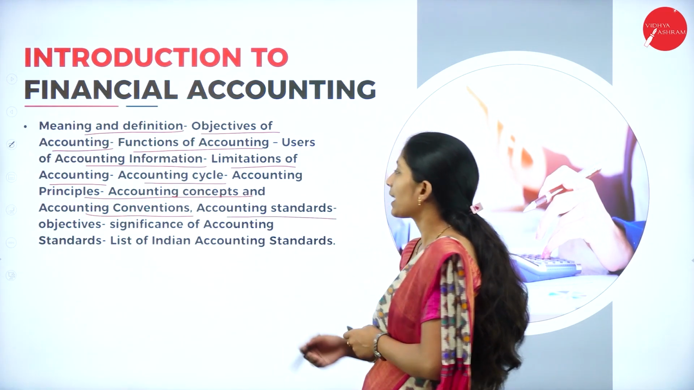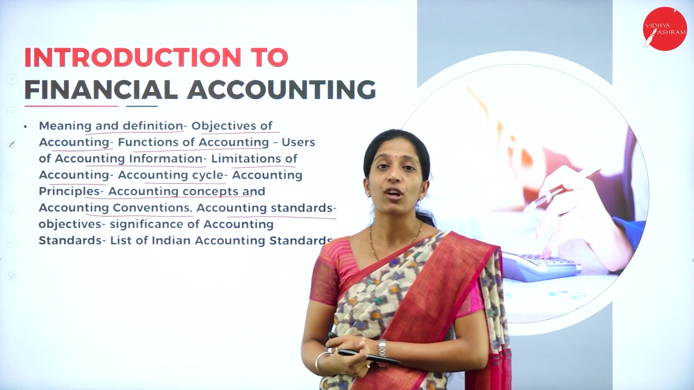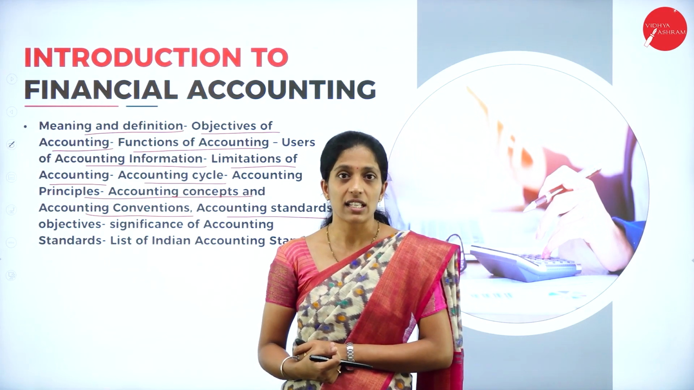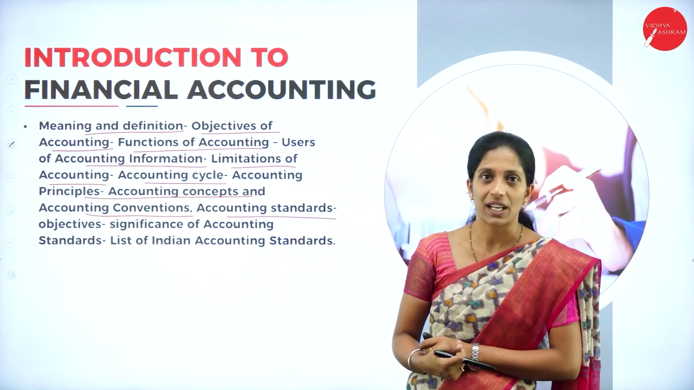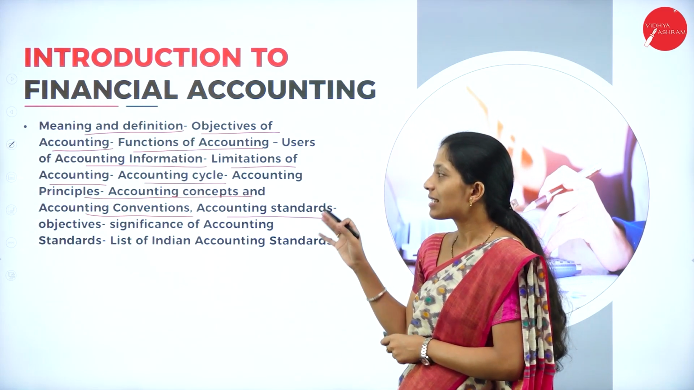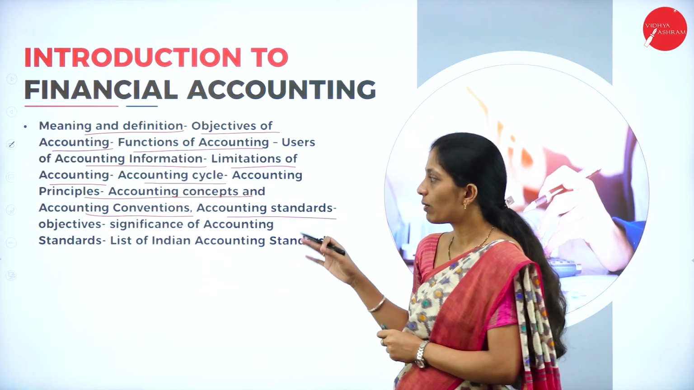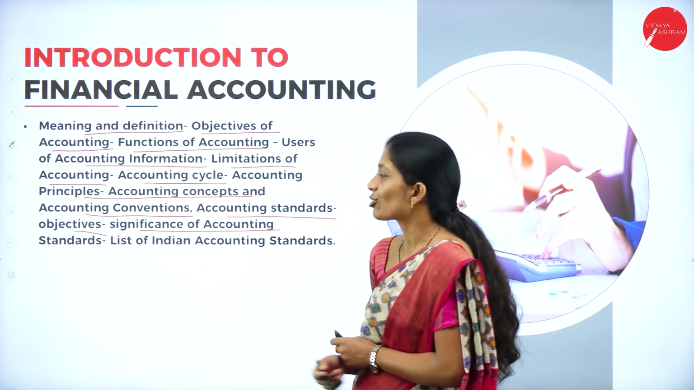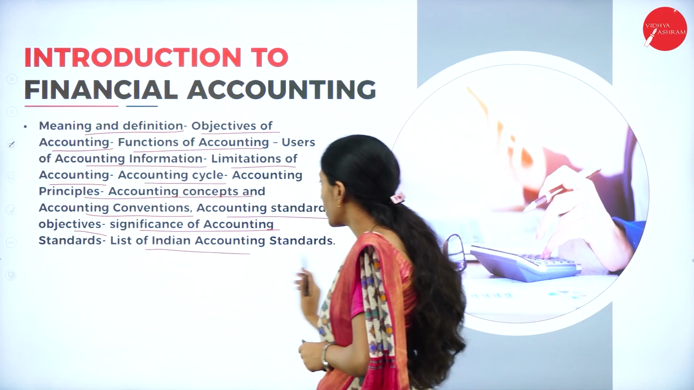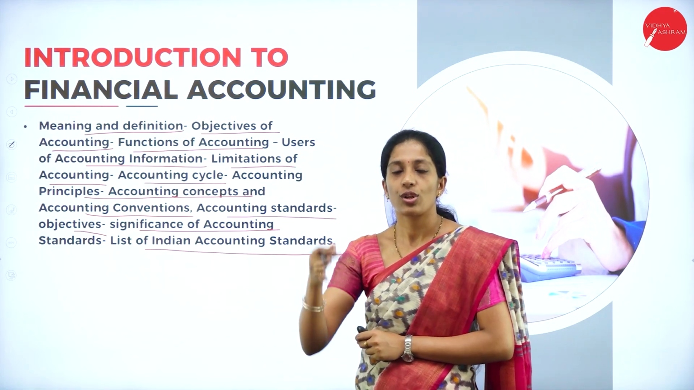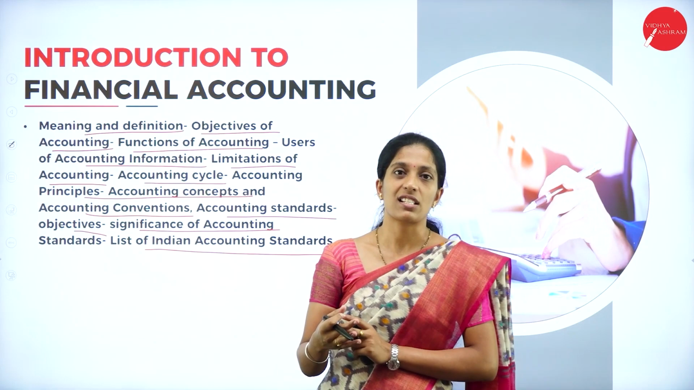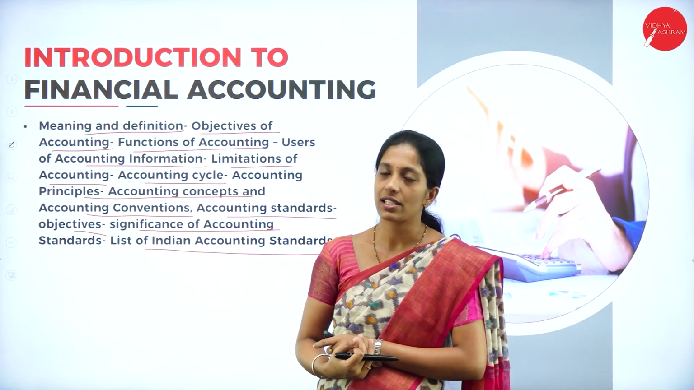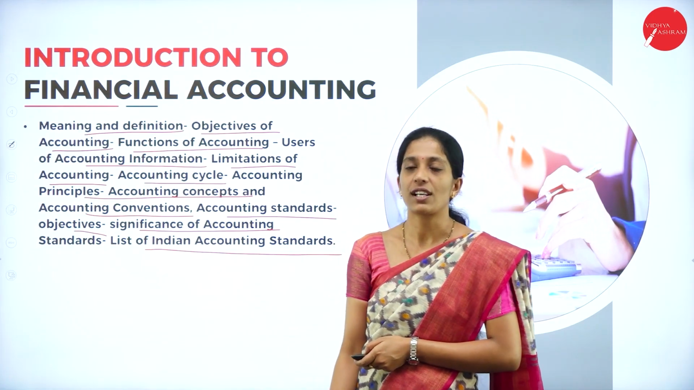Then you learn about the accounting standards. There are a number of accounting standards given by AICPA, that is, American Institute of Certified Public Accountants. So, there are certain standards which are being given, and you will learn about them. You learn about the objective and significance of accounting standards, and the list of Indian accounting standards. A number of accounting standards are given, so you will learn about that list. So, this is about your first unit.